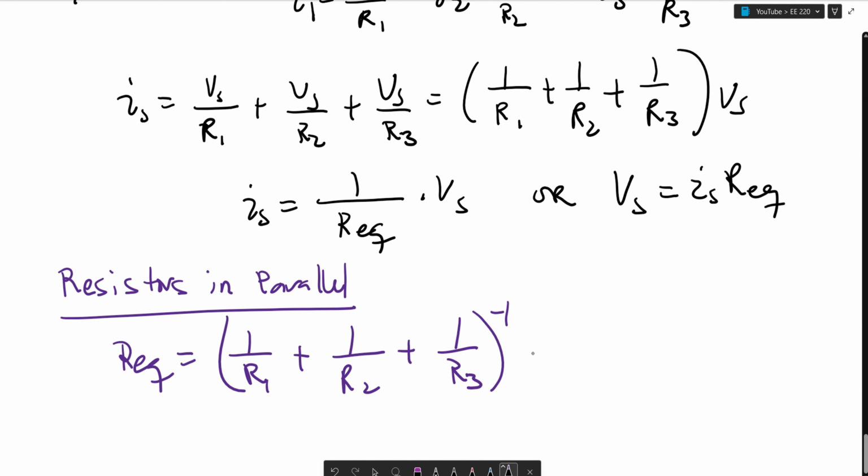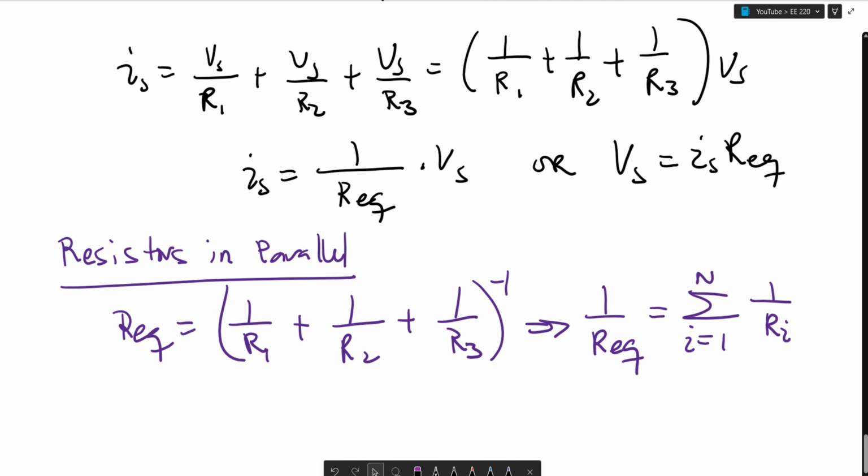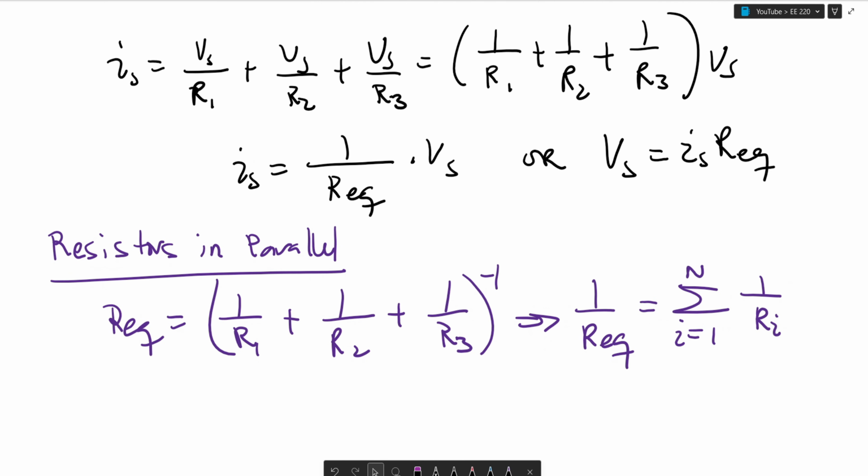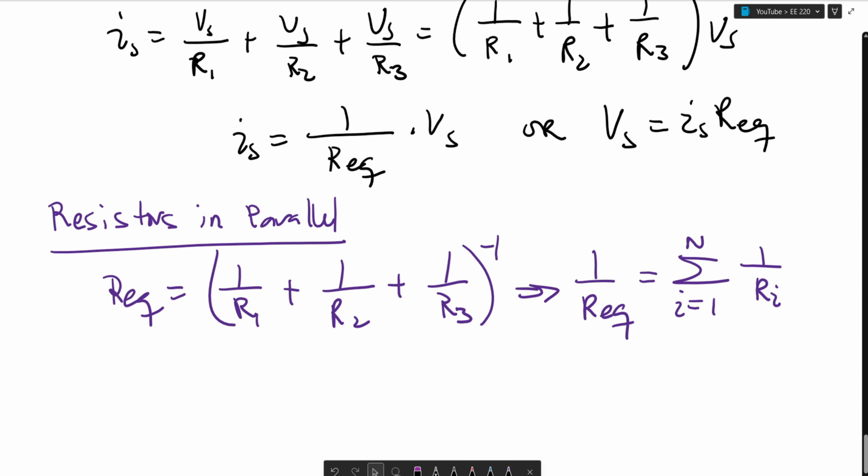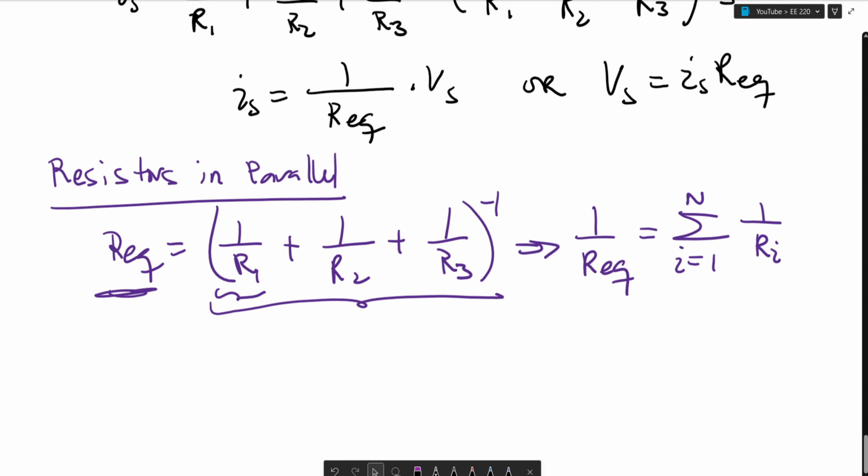All that inversed. And then we get 1 over R equivalent is equal to the sum of i equals 1 to N of 1 over Ri. So note that, again, you add the reciprocal. You take 1 over R1, and then you add all those up, and then you take the reciprocal of that to get R equivalent.